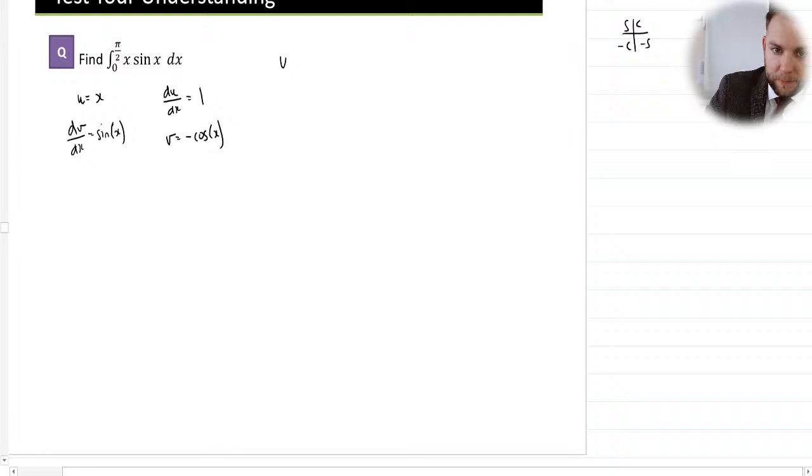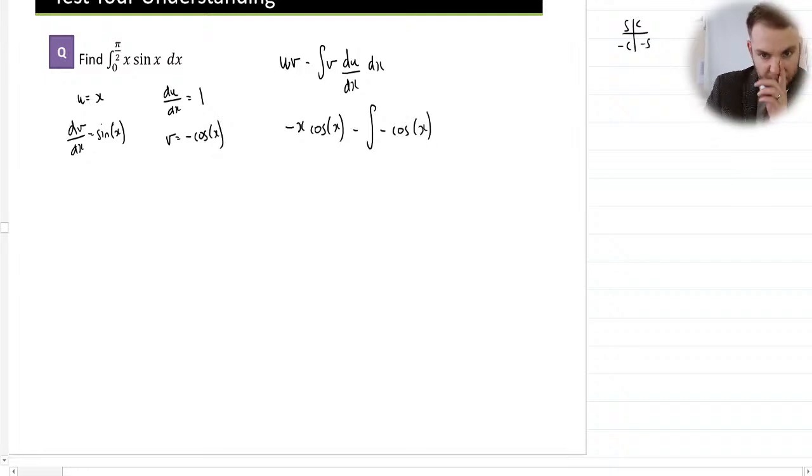Let's sub that in. So it's uv minus the integral of v du by dx with respect to x. So u is equal to x, v is equal to minus cos. So that's going to be minus x cos of x minus the integral of v, which is minus cos of x, times 1. So minus cos of x with respect to x. Now you can, if you want to, take that minus outside, so you can write it like this plus cos of x with respect to x.